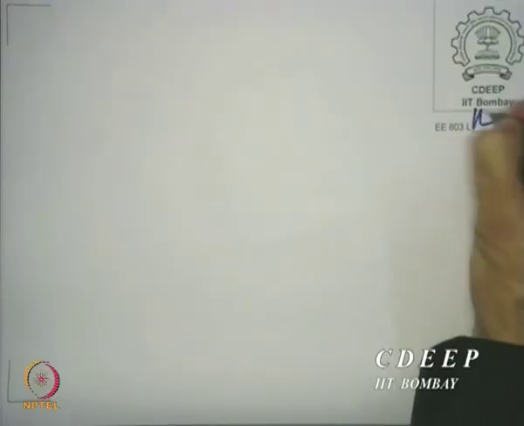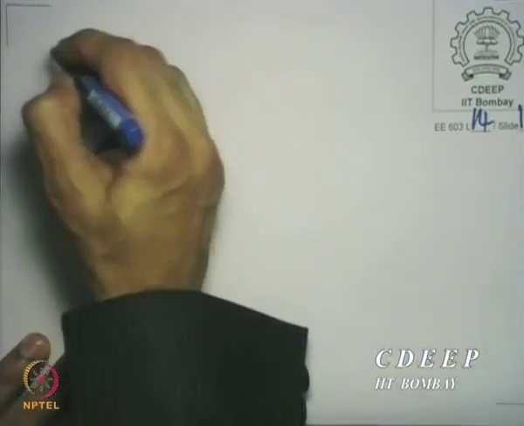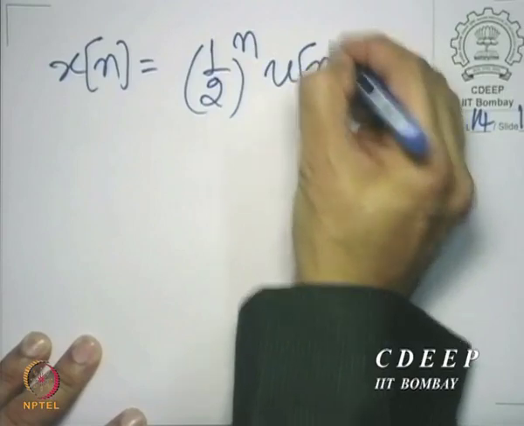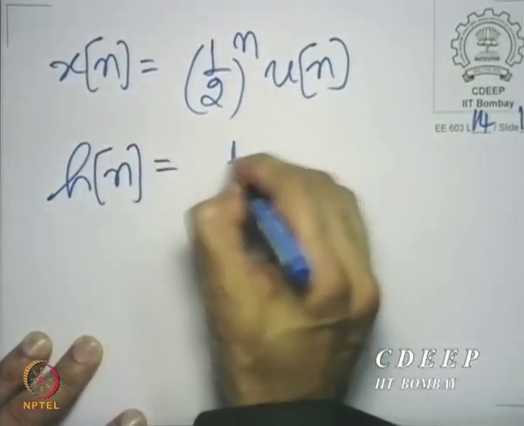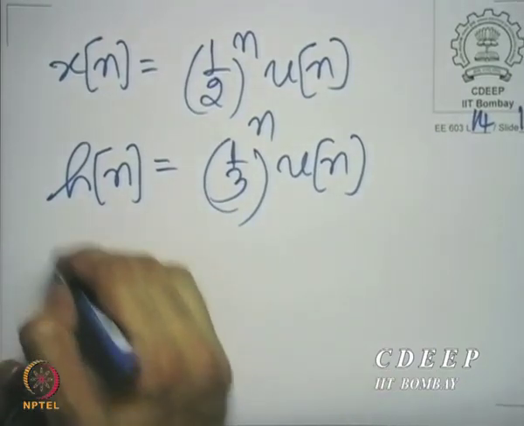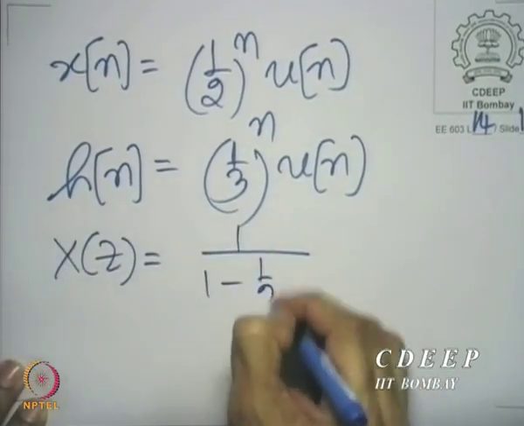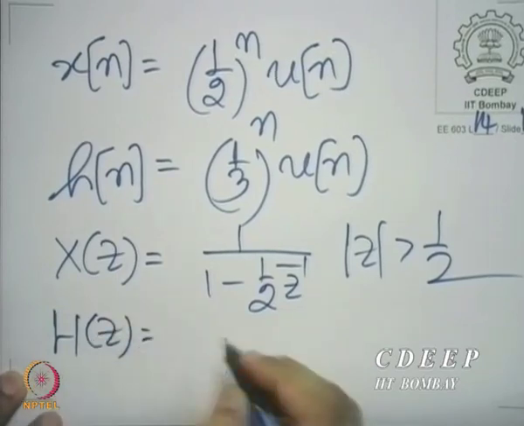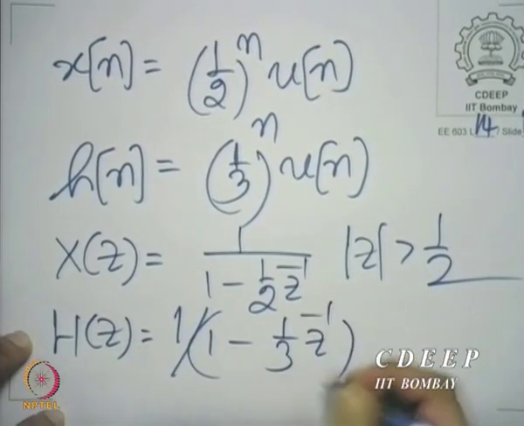Of course, in some cases, you may in fact view this not as a taming, but also as a license. So, for example, suppose we take x n equal to half raised to the power of n u n, and h n equal to 1/3 raised to the power of n u n. We can easily obtain their z transforms. It is very easy to see that X z is 1 by 1 minus half z inverse with mod z greater than half. And similarly, H z is 1 by 1 minus 1 third z inverse with mod z greater than 1 third.